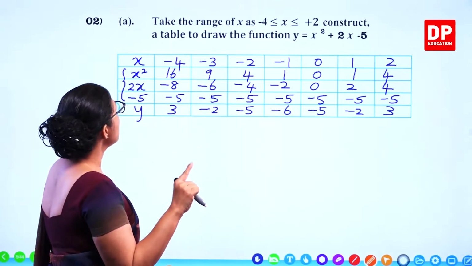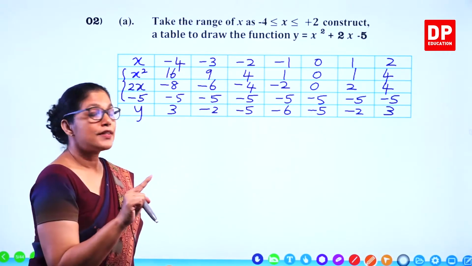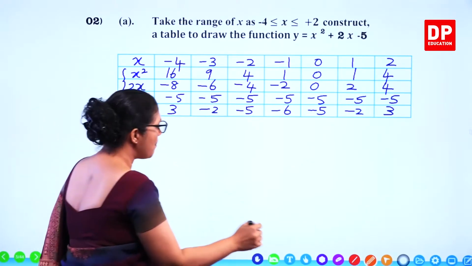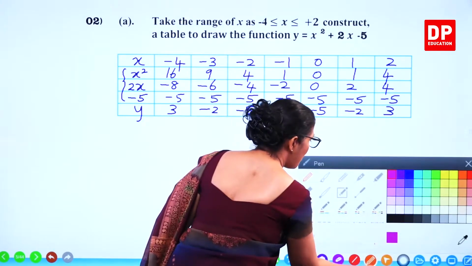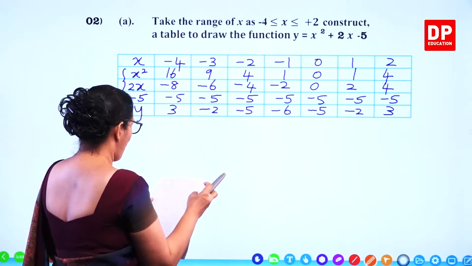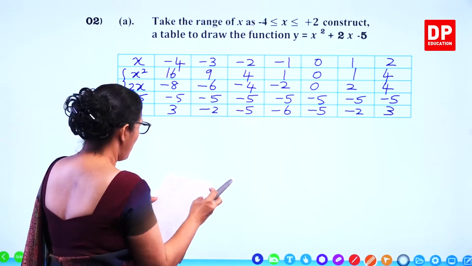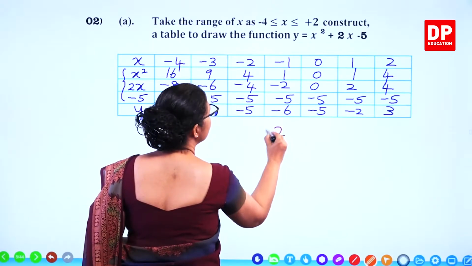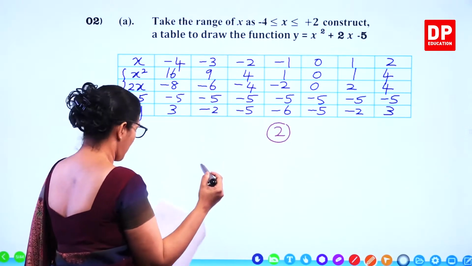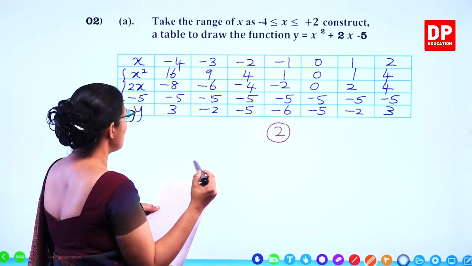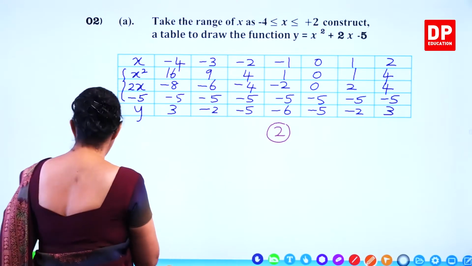So now we have the table. So we have to draw the graph. So how many marks for this table? You are getting 2 marks for that. So all the values are correct. Let's do the next one.